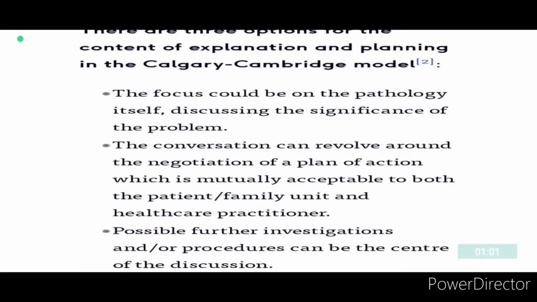There are three options for the content of explanation and planning in the Calgary-Cambridge model. The focus could be on the pathology itself, discussing the significance of the problem. The conversation can revolve around the negotiation of a plan of action which is mutually acceptable to the patient, family unit, and healthcare practitioner. Possible further investigations and/or procedures can be the center of the discussion.